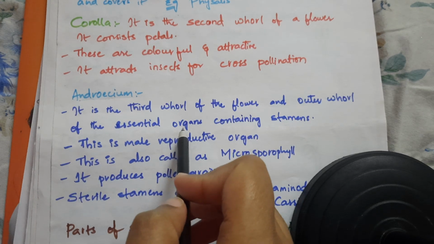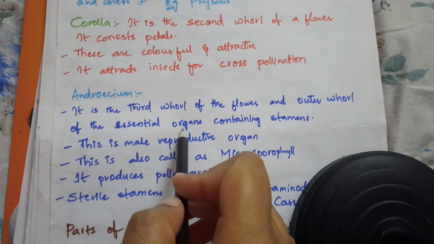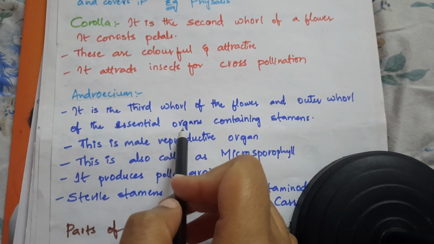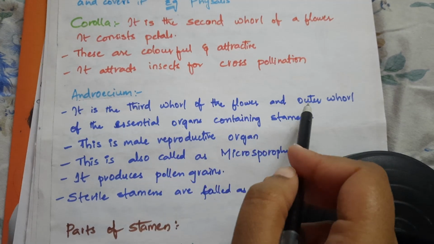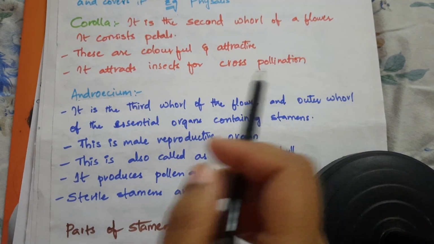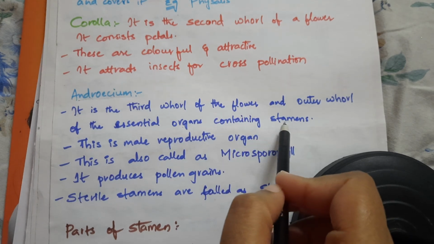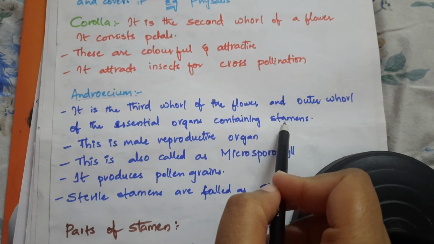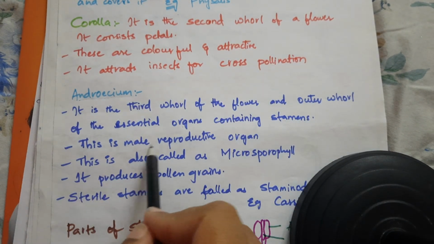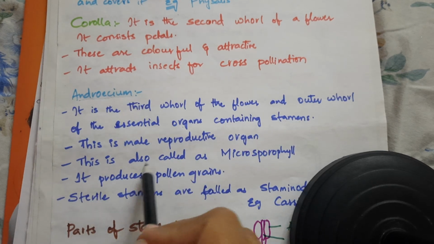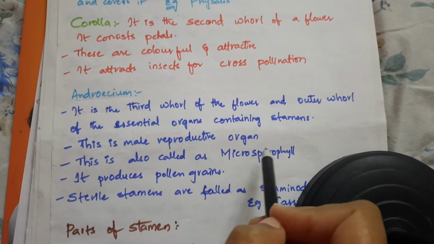There are two essential organs in the flower. What are they? Androecium and gynoecium. So the outer whorl of the essential organs is the androecium, which contains the stamens. That is nothing but the male reproductive structure. This is the male reproductive organ, and it is also known as the microsporophyll.